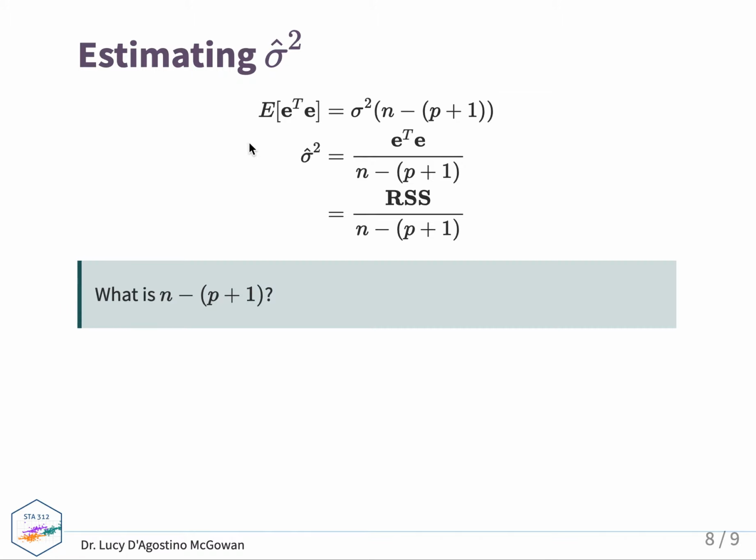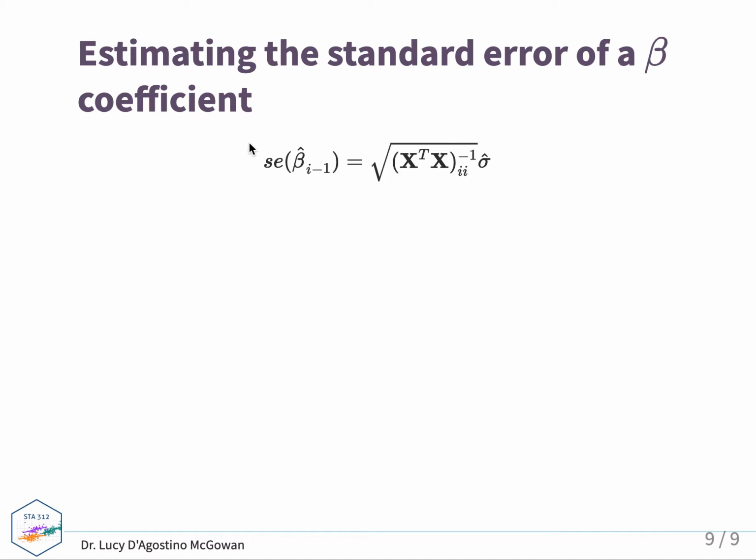And what is this n minus p plus 1? Well, that's just the degrees of freedom of our model. This should ring a bell from previous classes you've taken. In the lab we were working on, we had two predictors, so p was 2, so p plus 1 was 3, and our degrees of freedom for that model was n minus 3. So our estimate of sigma hat squared is going to be the residual sum of squares divided by n minus 3. And then, of course, we can also estimate the standard error of a beta coefficient. We did that in the lab by taking the square root of the diagonal of the variance matrix for beta, and that will give you the individual standard errors for each of those beta coefficients.